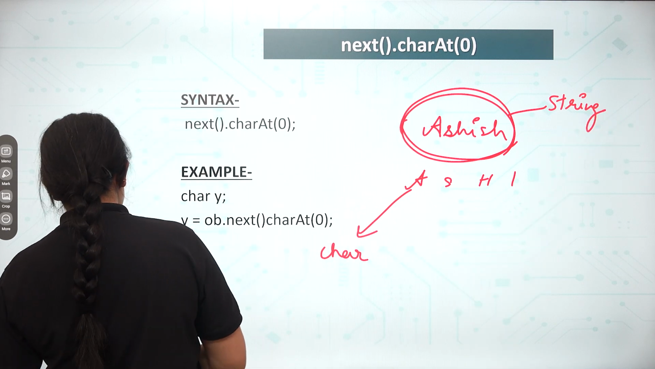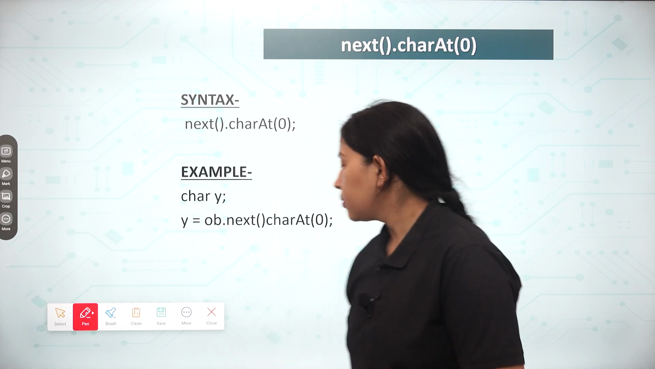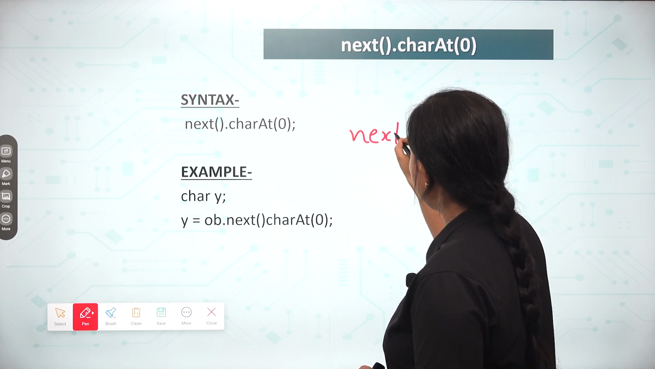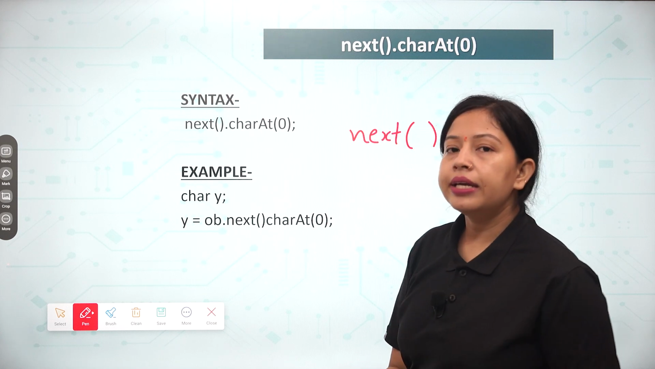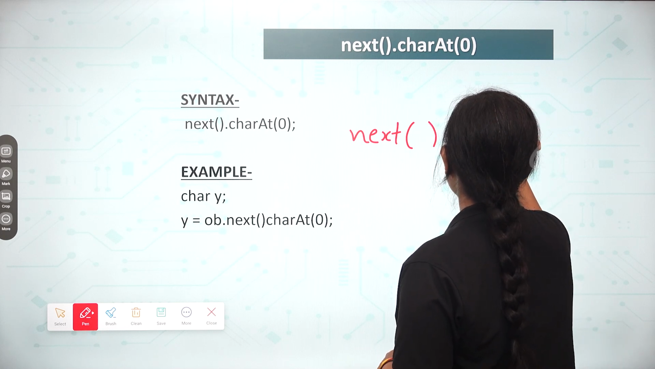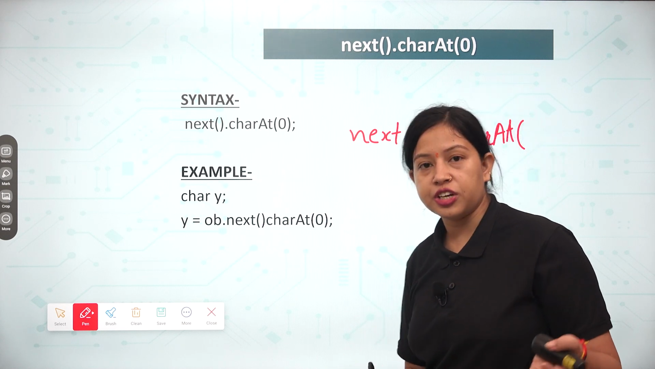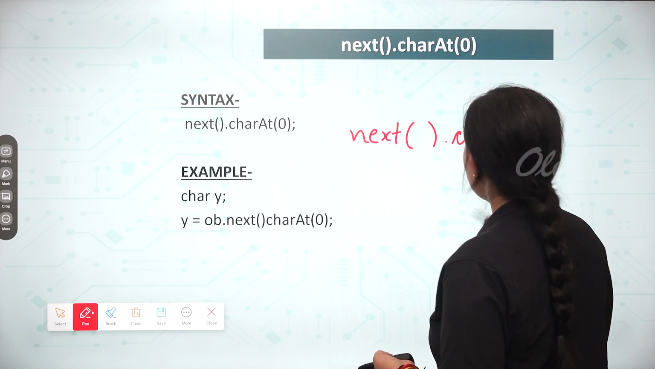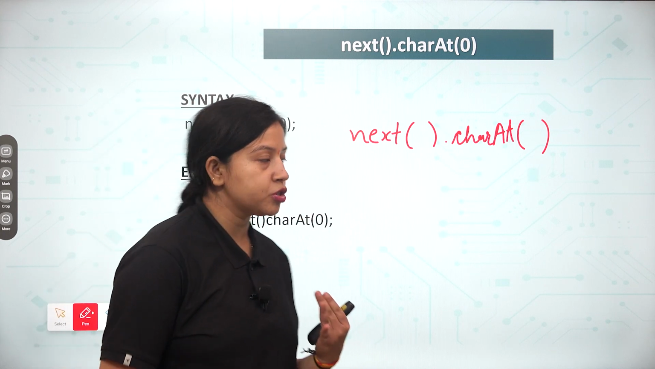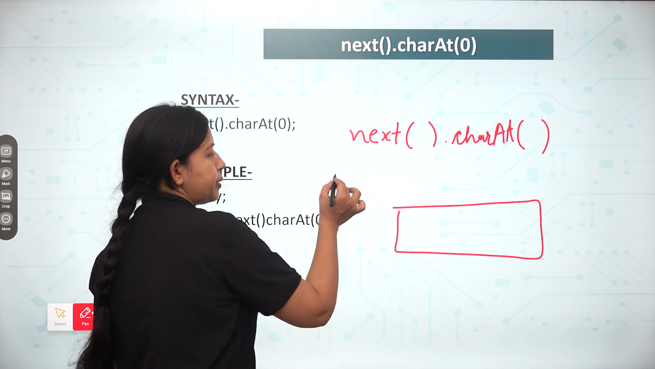Now here, which method is going to be used in the scanner class? For the string we have next, but we should remember next followed by dot and the charAt. Now what exactly is charAt? charAt is one of the important functions of the string class, which extracts the character at a particular position.